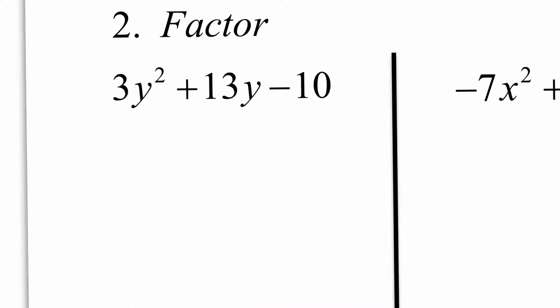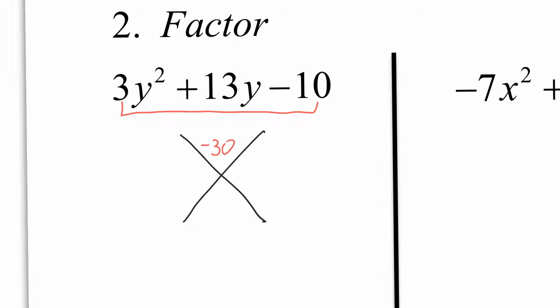All right, so let's just try a few more here. 3y squared plus 13y minus 10. I'm going to do my diagram right there. You guys will multiply the a and the c. So 3 times negative 10 is negative 30. My b value is positive 13.